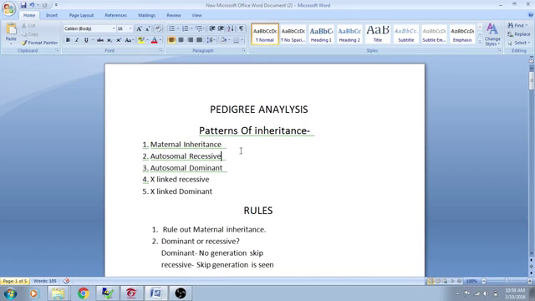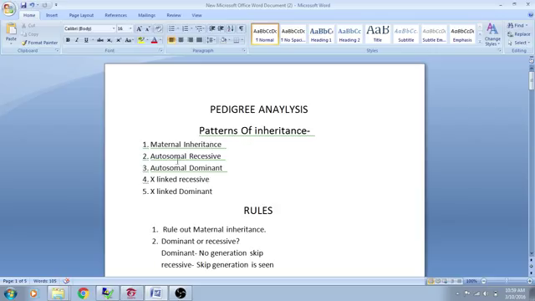And today I will be telling you about pedigree analysis, and we will be doing some questions. To solve pedigree analysis questions, you should know that there are a few types of inheritance. Number one is maternal inheritance, in which the affected mother will pass on the disease to all the offspring.